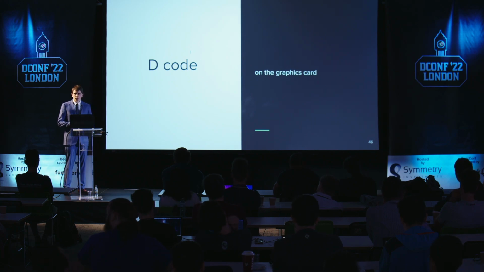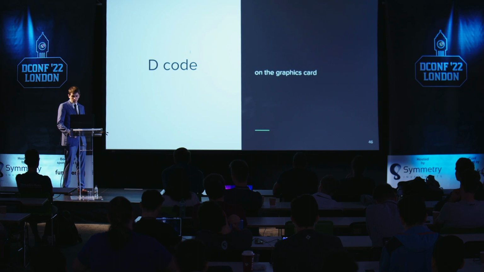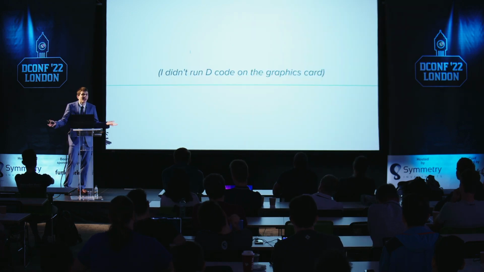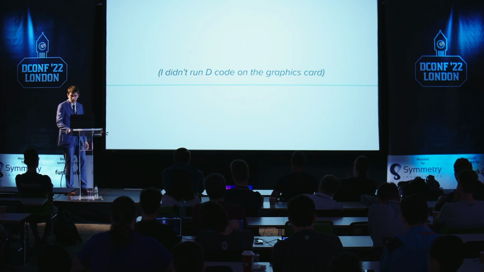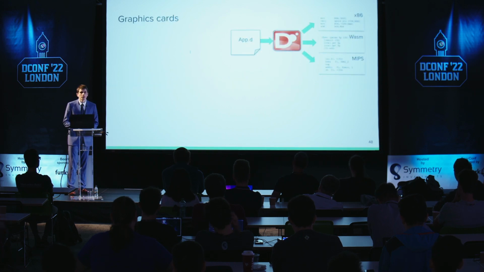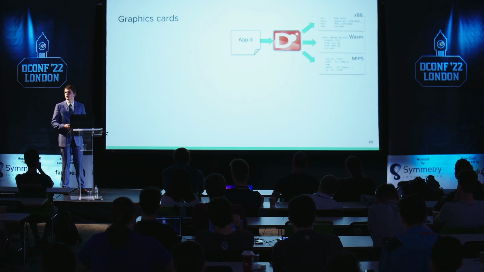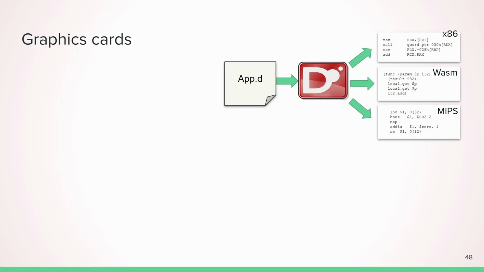So my final example is running D code on the graphics card, except I didn't actually run D code on the graphics card. But I think it's an interesting case study because it shows what happens when you are using two languages and one of them is D. The difficulty is that usually what we've done so far is we fed our source code to a compiler, and it generates code for a specific target, like x86, what most desktops use, WebAssembly for the browser, MIPS for my Nintendo 64 emulator.